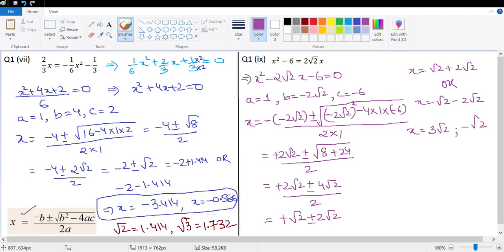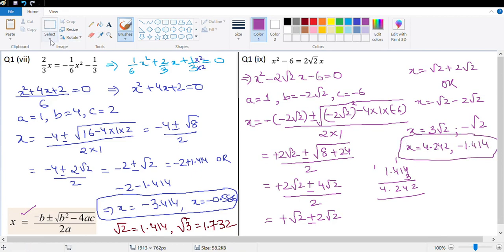Now the root 2 is 1.414. So 1.414 into 3, 4 into 3, 12. 3 into 1, 3 plus 1, 4. So x is equal to 4.242, or x is equal to negative 1.414. So these are the two values of x.